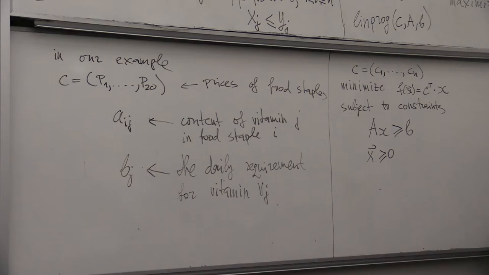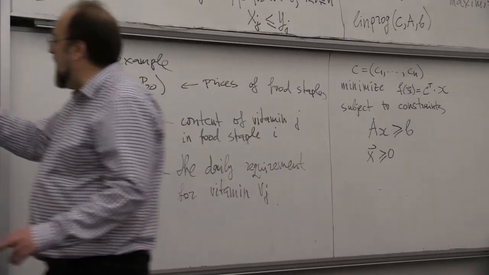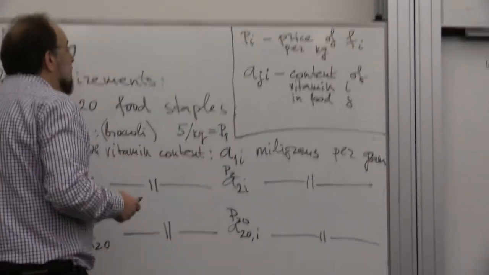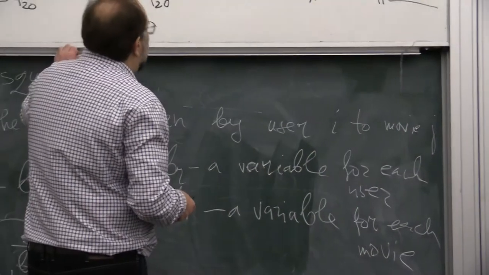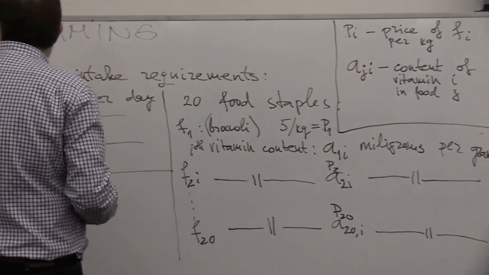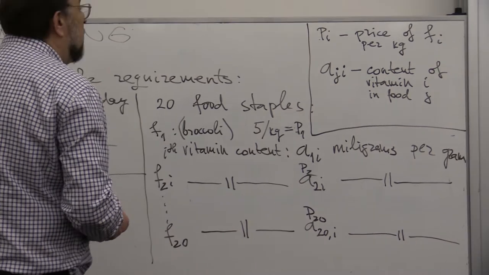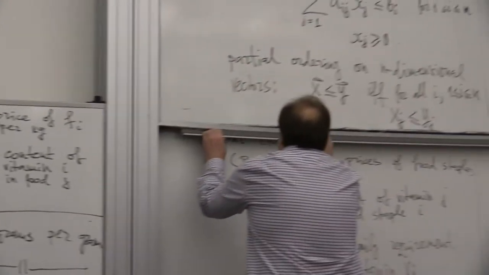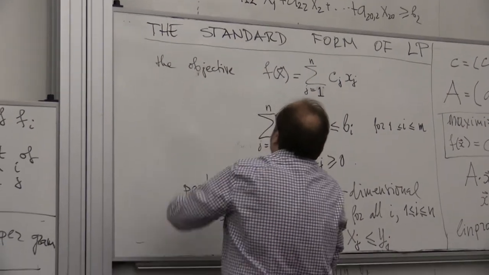Yes. C and A should be swapped, right? Sorry? C should be the content of vitamin J in food staple I, right? So C are the prices, right? Because what we want to do is to minimize, let's see, where is it? What we want to do, remember, is, where did they write this? Let me find it. Here it is.